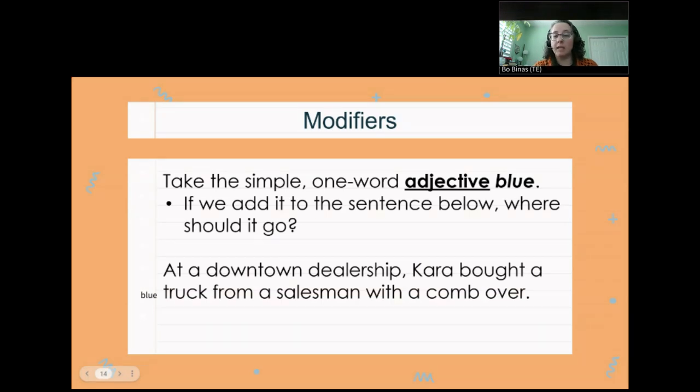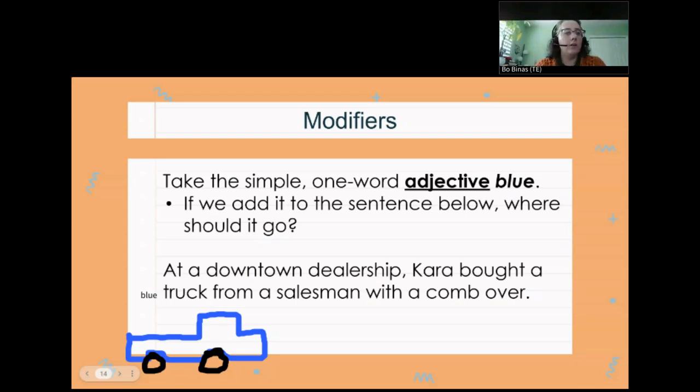Okay. That makes sense, right? Yes, no, maybe so? Yeah, that makes sense. So what we're picturing is something like this. Something like that, right? Got to give it some tires. We got a blue truck. All right. So what happens if we move that modifier somewhere else? At a downtown dealership, blue Kara bought a truck from a salesman with a comb over. Now what does the sentence mean?